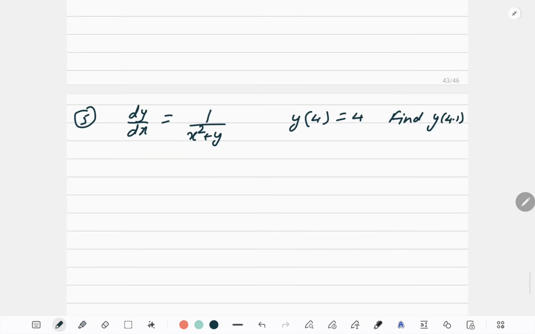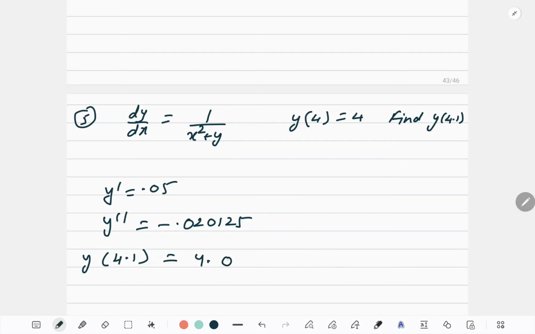Same way, now look at this question. Same thing again, it is not starting with 0. So all of you give a try to this question. When you solve this question, you will get different values. So first y dash value is 0.05. Then find out the y double dash value. Y double dash value you will get minus 0.020125, and then y of 4.1 you will get 4.0049. Only one value we have asked in this, so this value will be 4.0049, right? So this is how you have to do the question.